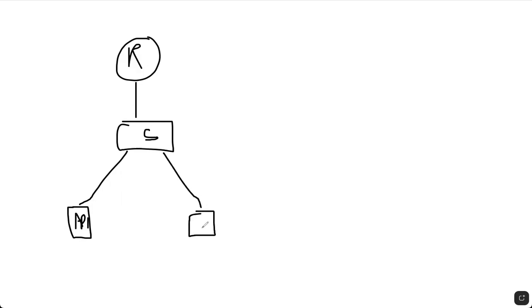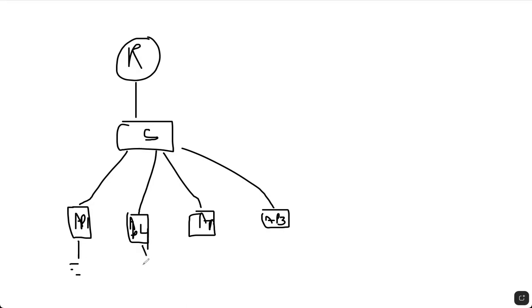AP2, AP3, AP4. Okay, and this one is sending the signals. This one is sending the signals. So there are different access points in the building that are all sending. They are all connected to the switch. The switch will be connected to the router, and this router is connected to the controller.